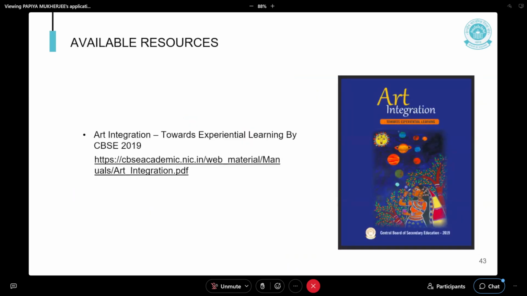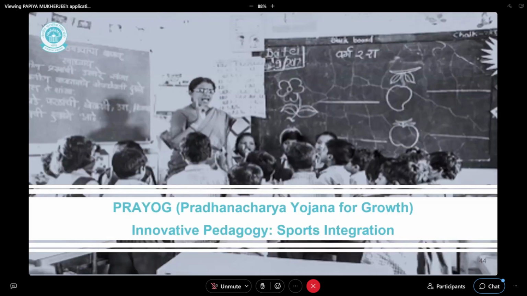Various kinds of resources are available. One is art integration towards experiential learning, CBSE resources that are available. That brings us to the next innovative pedagogy, which is sports integration.